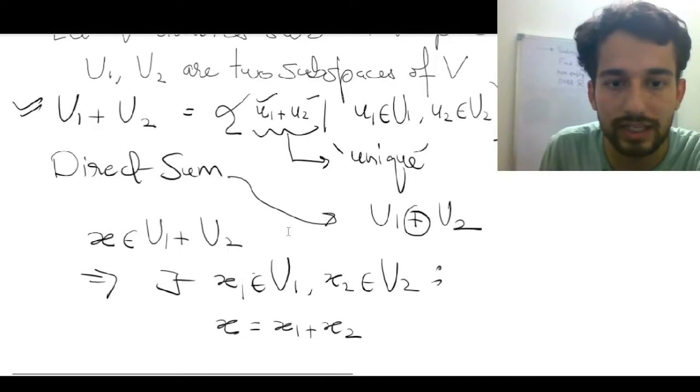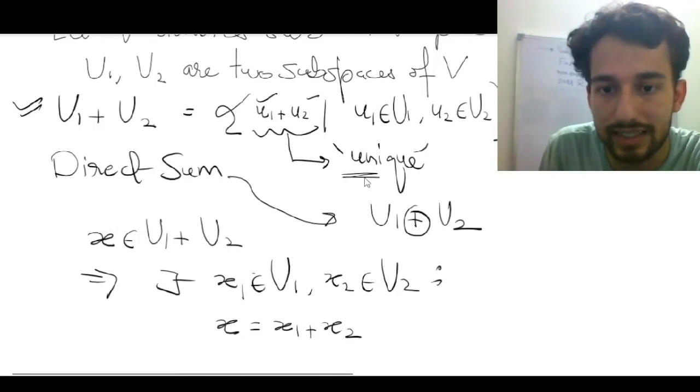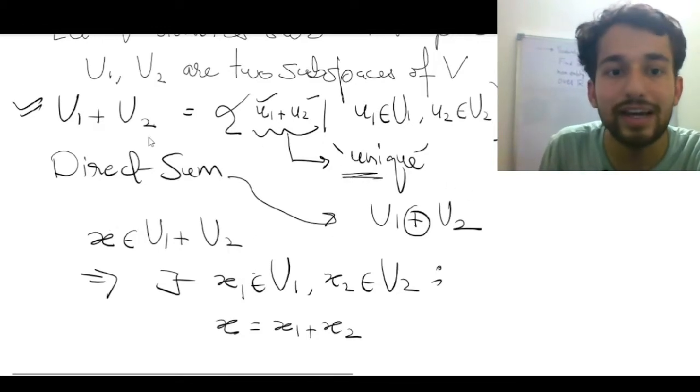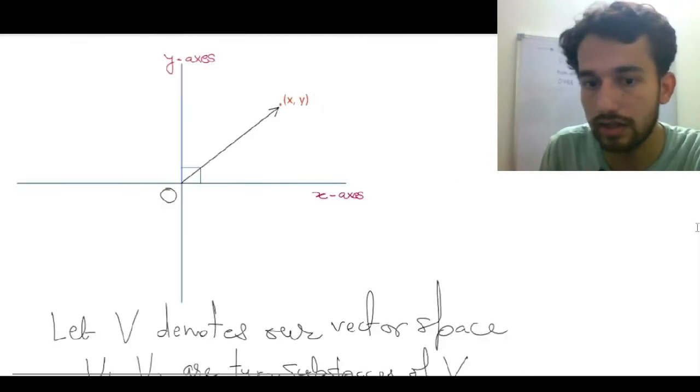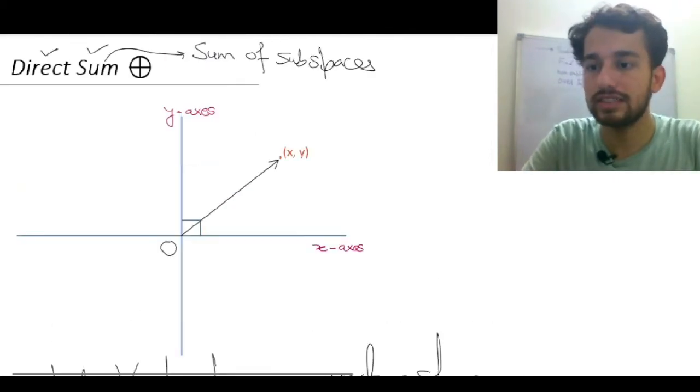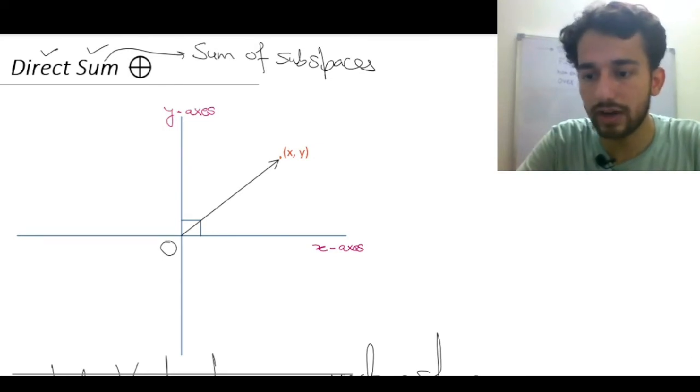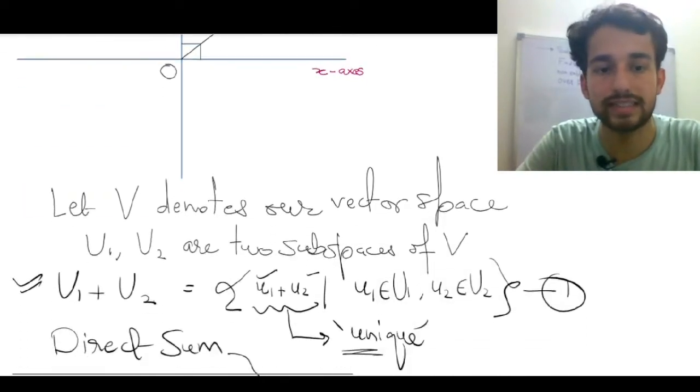So what is the basic requirement? That the representation of any element should be unique. Whereas in case of sum, we don't have such a condition, so there can be more than one representation for any given element belonging to that set.